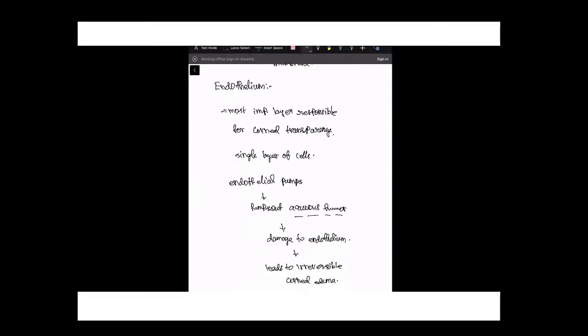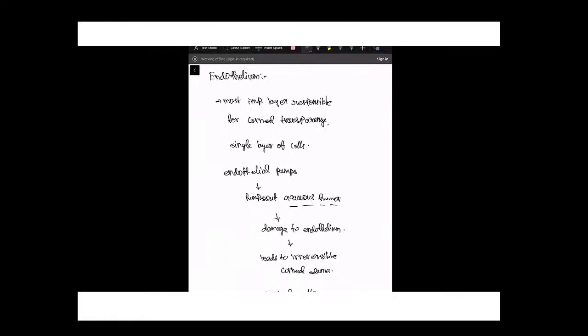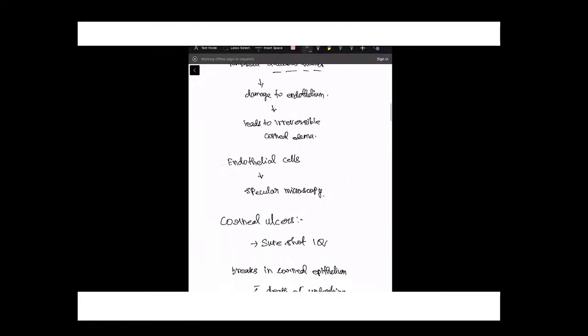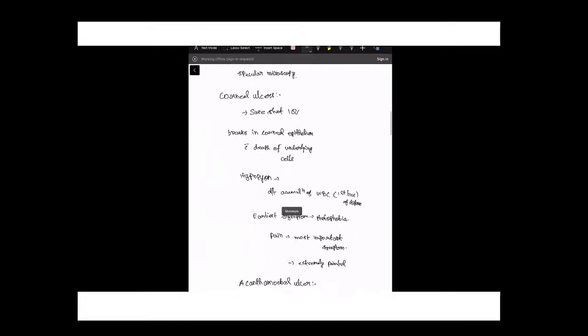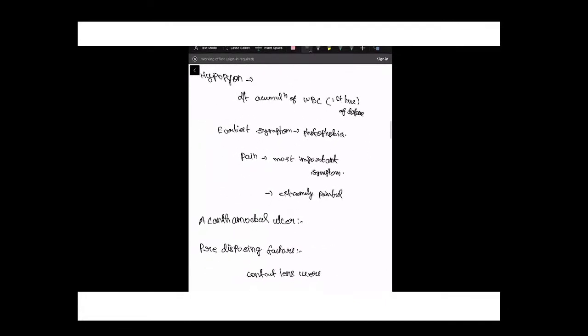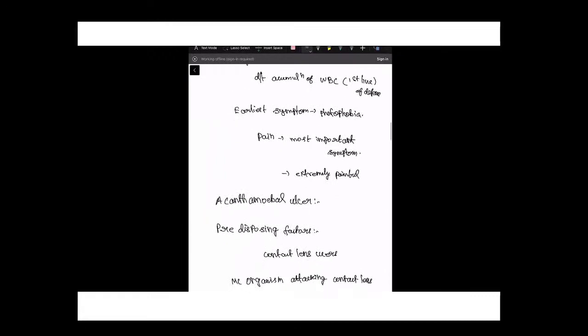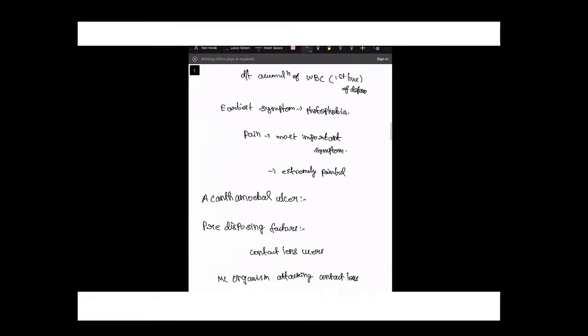Endothelium is important to maintain the dryness of the cornea. If there is any damage to the endothelium, we are going to get a corneal edema and it's going to be irreversible. The earliest symptom of corneal ulcer is going to be photophobia. Pain is the most important symptom and it's going to be extremely painful because of the extensive presence of nerves in the cornea.